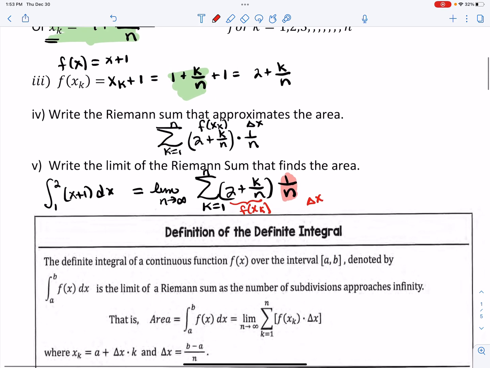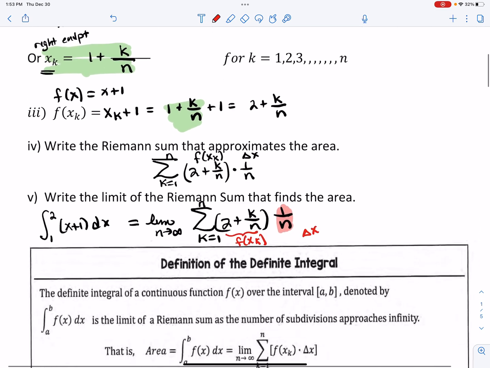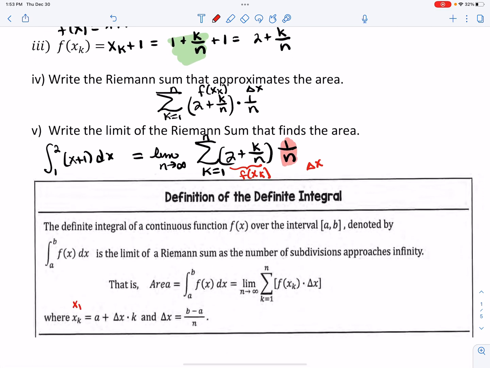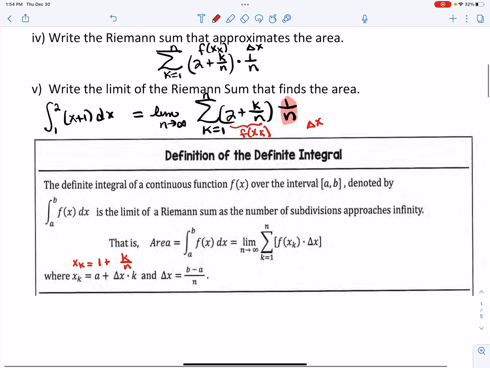If you look above, x sub k in our problem was 1 plus k over n. And if we break that down, 1 was a, and the delta x was 1 over n times k. So the right endpoint in the kth subinterval could always be represented as a plus delta x times k. All right, so this is the key.